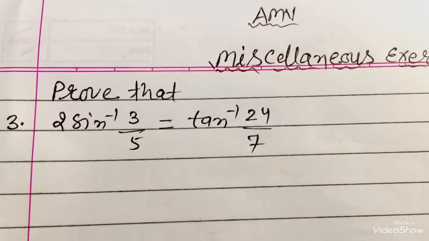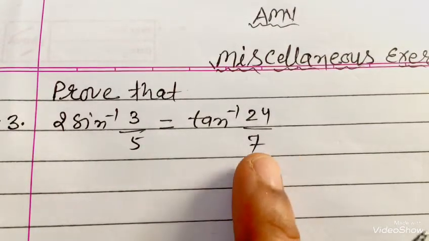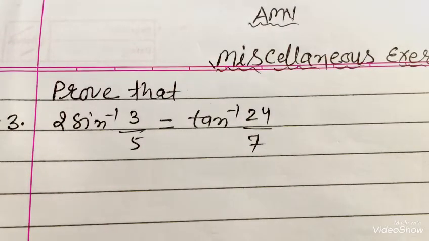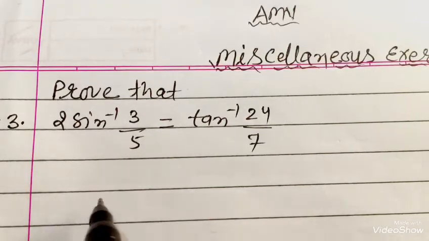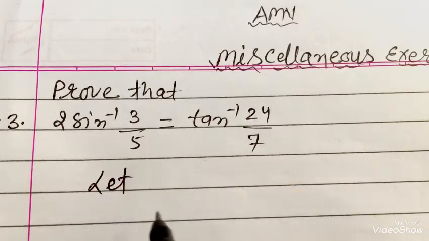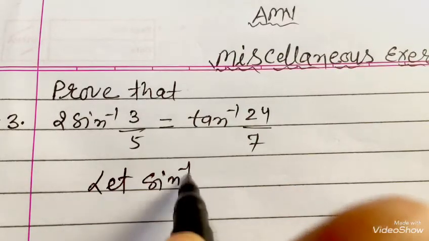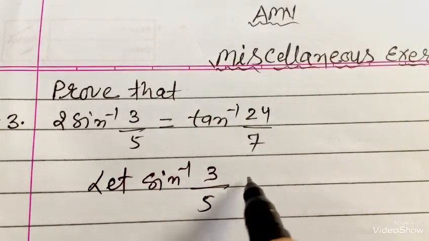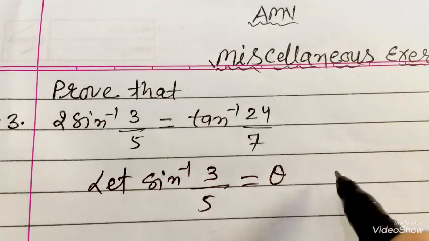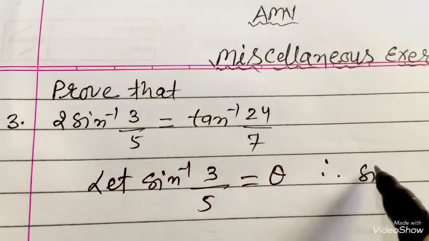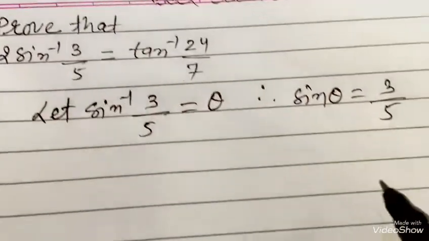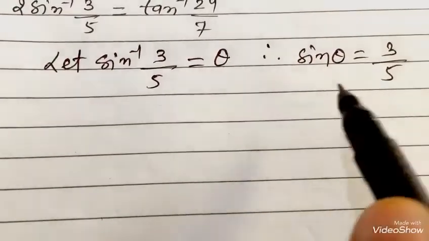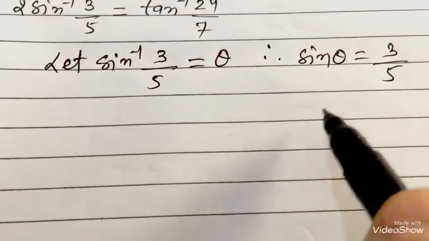2 sin inverse 3 by 5 is equal to tan inverse 24 by 7. So, for this type of question, student, first let sin inverse 3 by 5 is equal to theta. Okay. So, sin theta is equal to 3 by 5. And by triangle method, we can find the tan theta.